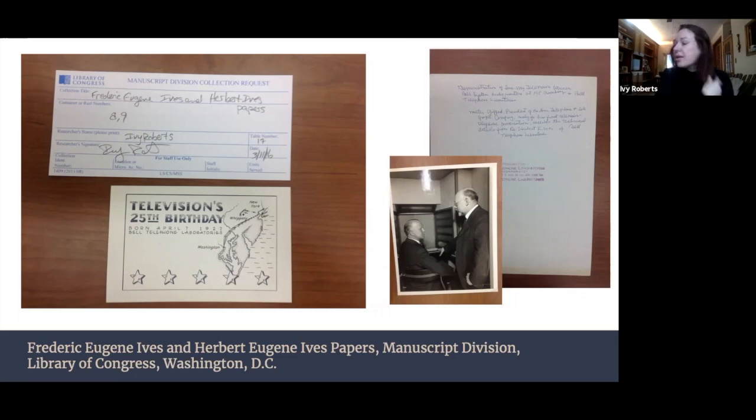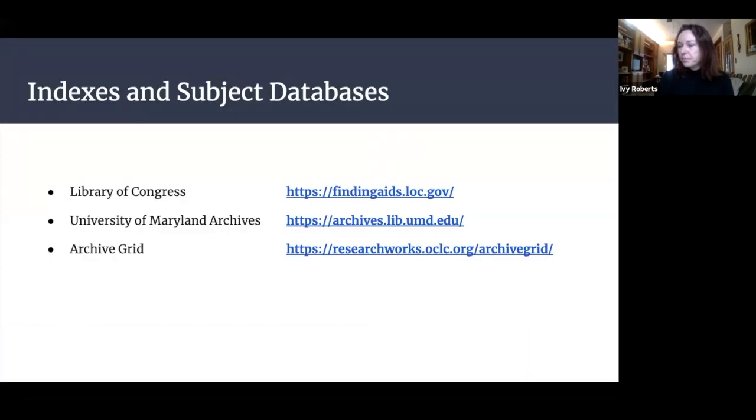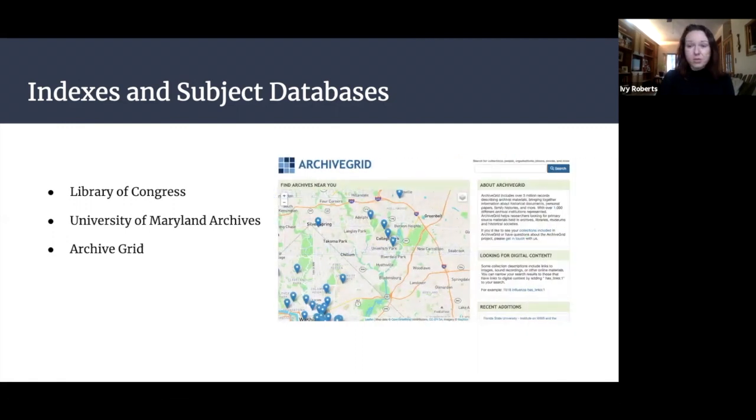Here I used the collection request slip as a size reference, actually. So you can see that this form, the collection request form, is actually another level of mediation between the finding aid, the researcher, the archivist, and the collection. So how are finding aids accessed? I've provided links to 3 representative archives here, for example, the Library of Congress, the University of Maryland Archives, and ArchiveGrid, which provides access to collections and repositories across the world.